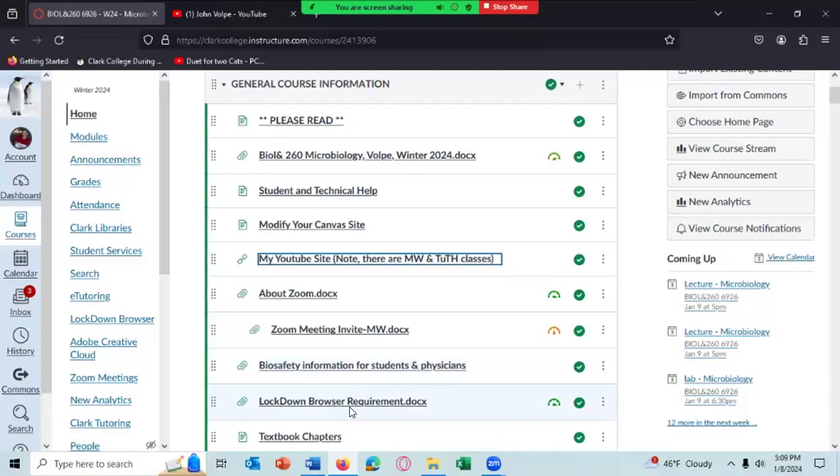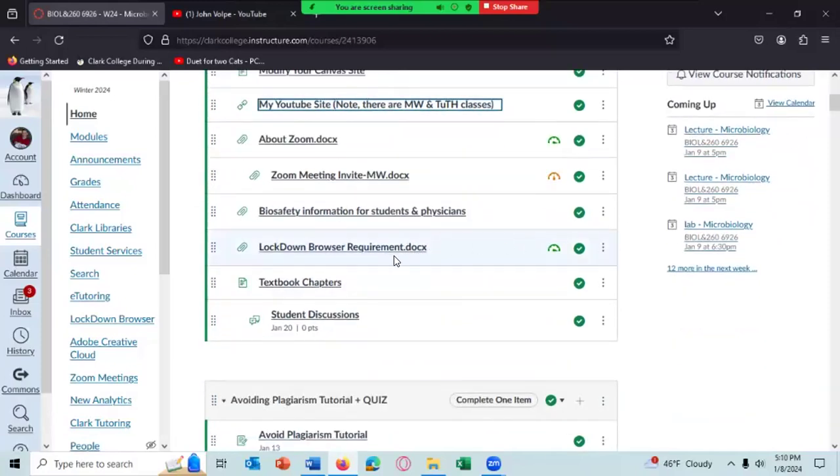There are some lockdown browser requirements. What are some requirements for using the Respondus lockdown browser? You have to use the Respondus lockdown browser for almost all of the quizzes and all of the exams that we'll have in the class. You cannot access the quizzes or exams unless you're using Respondus lockdown browser. It's a special web browser that locks you into the browser while you're taking the quiz.